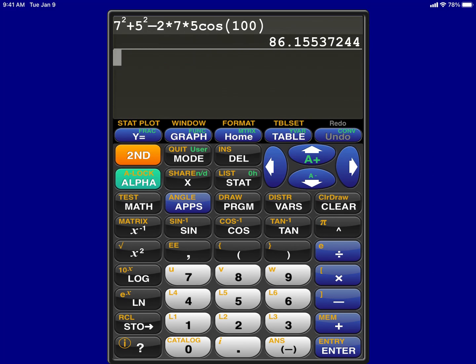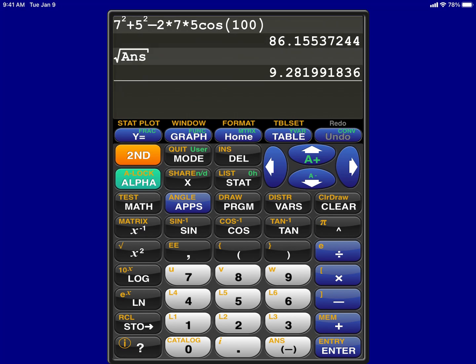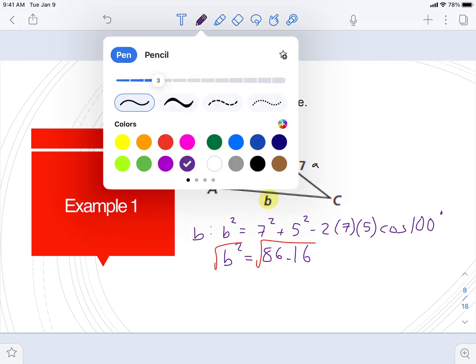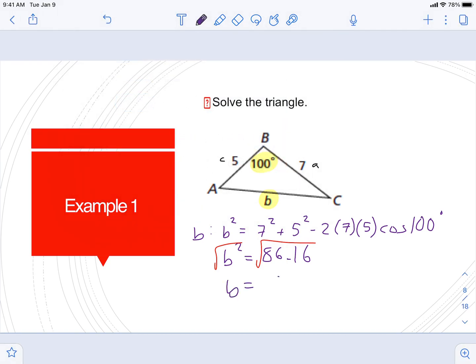Now in your calculator, if you want to do this, you can just do square root of 86.16, or you can do second and then the x squared button to get the square root. And then if you go second and the negative button that's down in the bottom next to the decimal, between the decimal and the enter button, it will input your previous answer. And then if you hit enter, it gives you the exact value, which will round to 2 decimal places, 9.28. All right, so we know that the side b is 9.28.